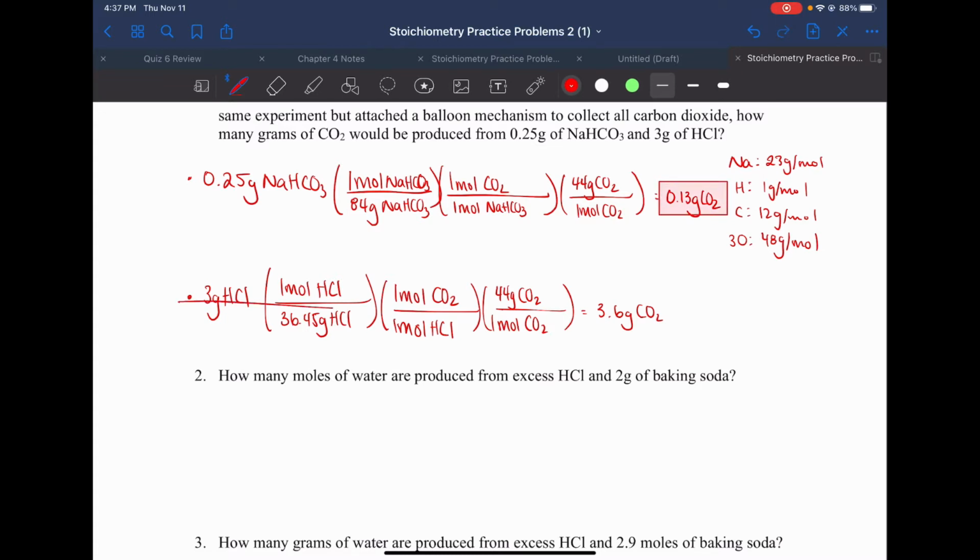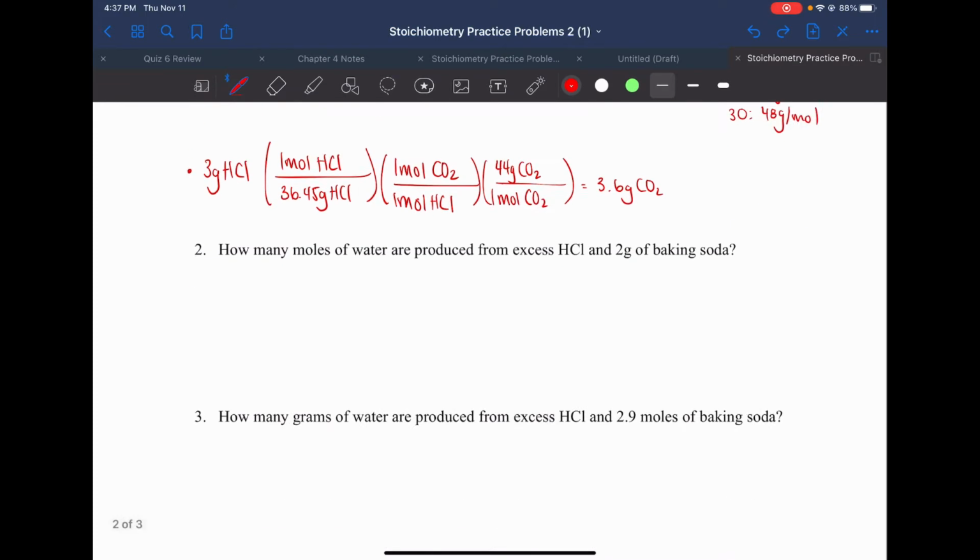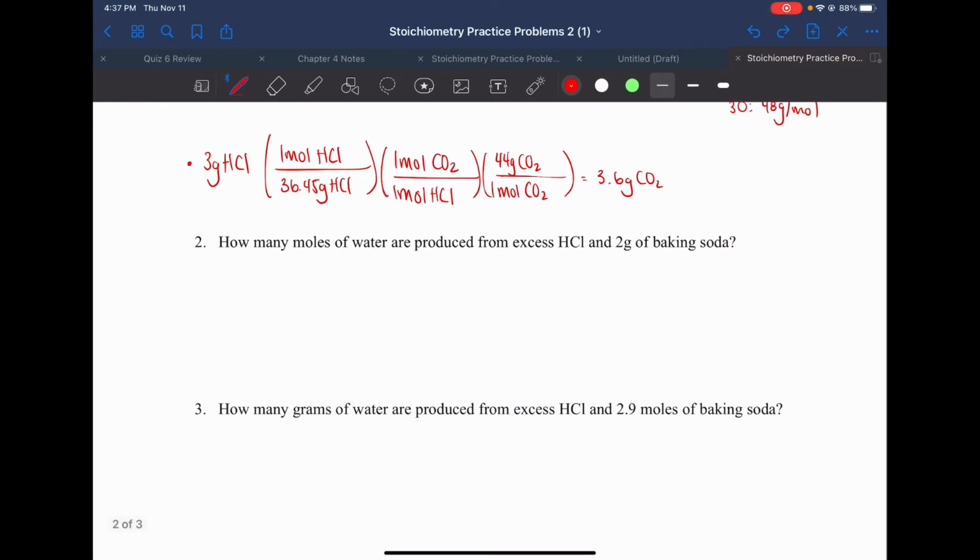Now, I recommend just putting a line through this so you don't get too confused. But you can also show your work. But if you don't want to do that, that's fine. Just leave it as is and box the correct answer. All right. How many moles are produced from excess HCl and 2 grams of baking soda?